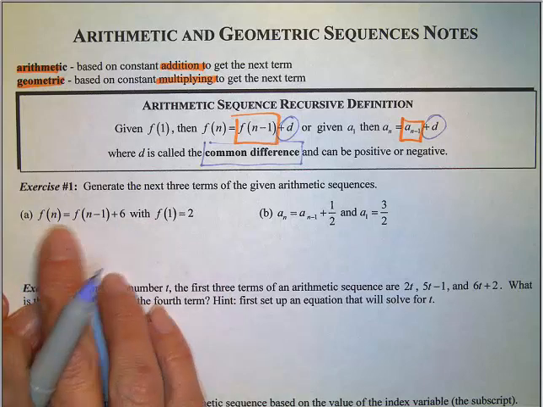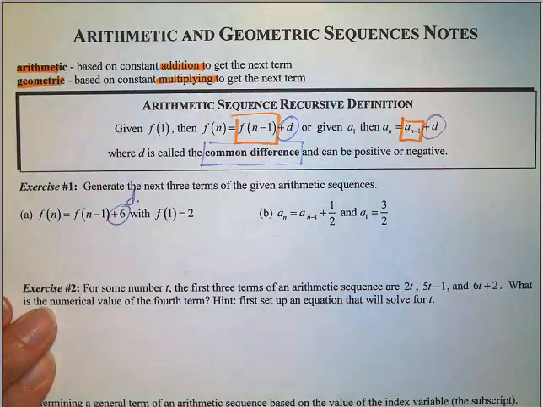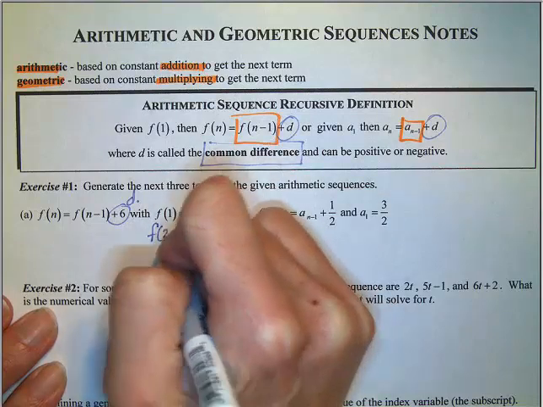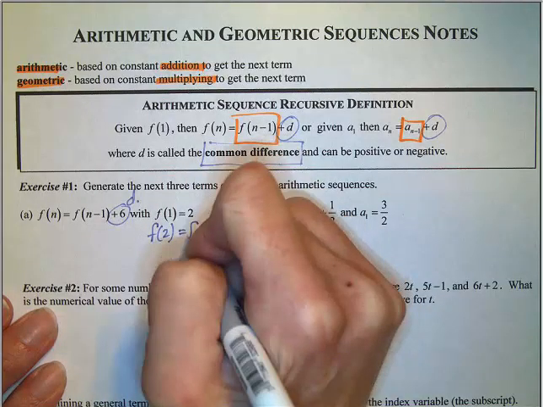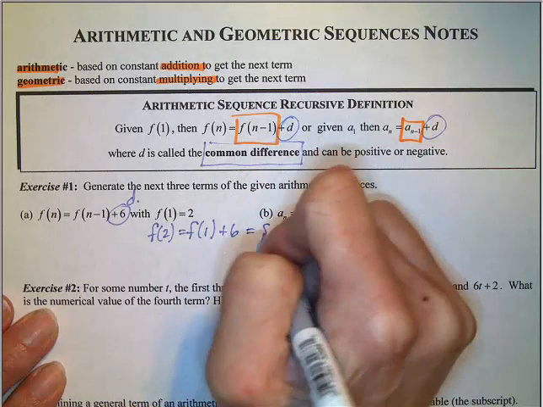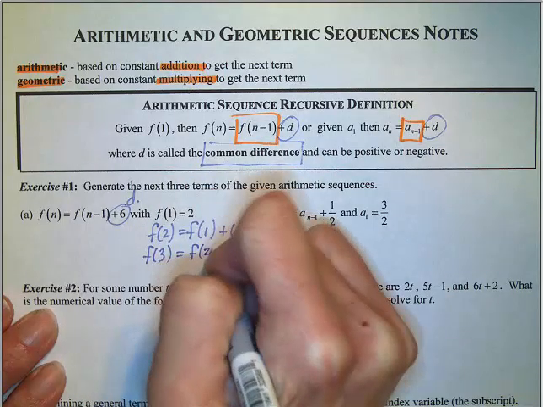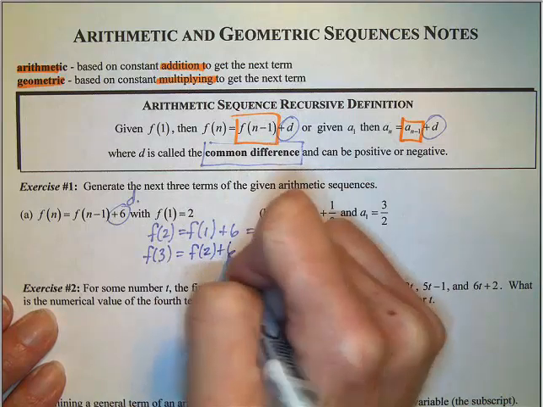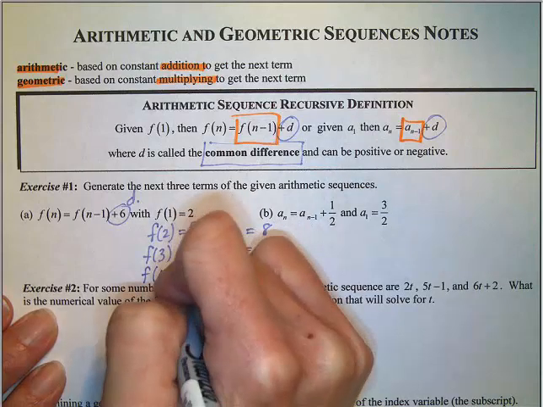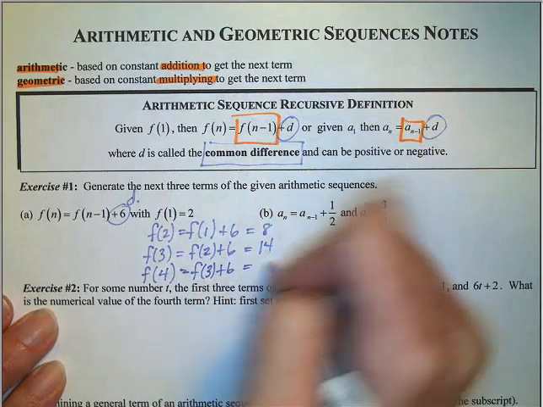Some term equals the term before it plus 6. So this is our common difference. So if the first term is 2, we need the next 3. So the second term is the first term plus 6. So your second term is 8. Your third term is your second term, your previous term, plus 6, which is 14. And your fourth term is your previous term, 14, plus 6, which is 20.